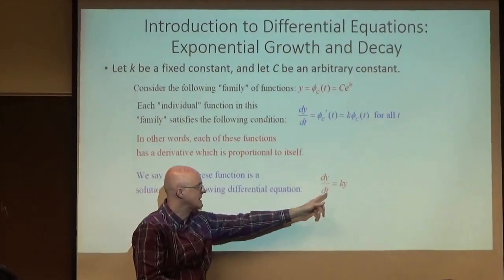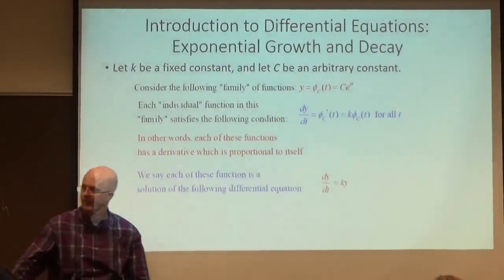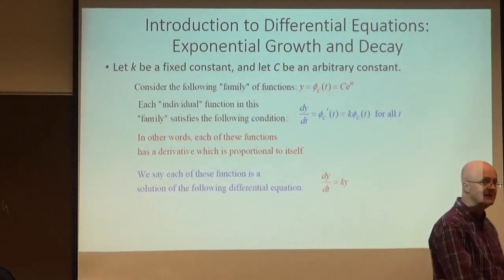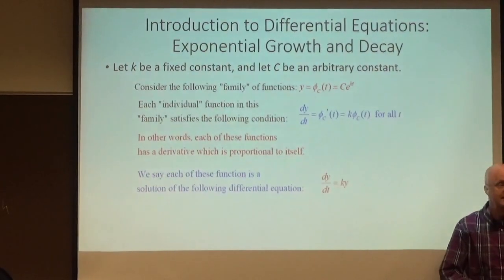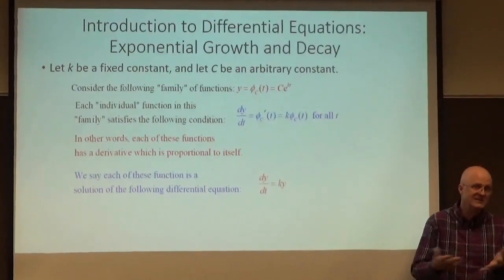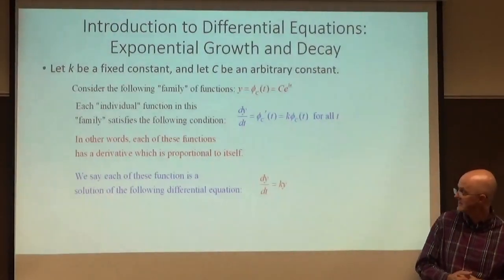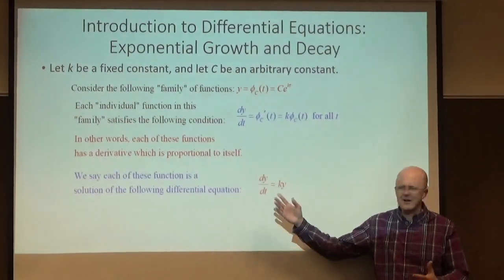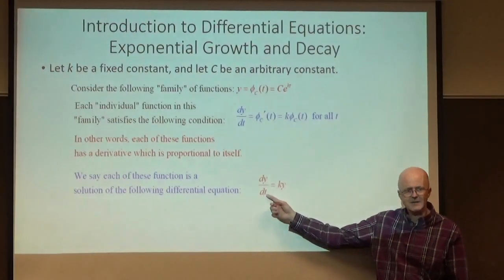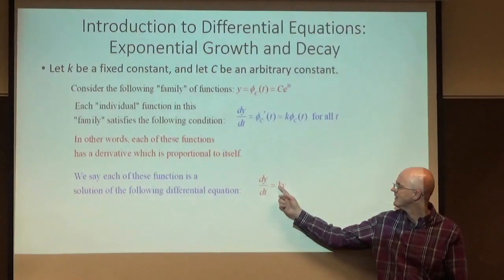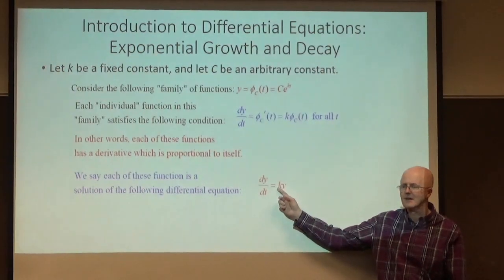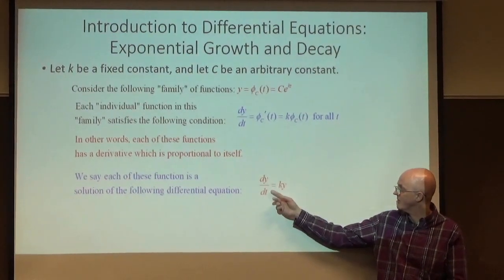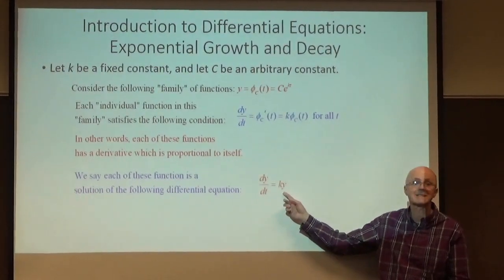dy/dt equals k times y. This is an example of a differential equation. It's called a differential equation because it involves a derivative. Differential is sort of synonymous with derivative, of a function. y is a function of t. k is a constant, a fixed constant. What are the solutions of these? The solutions of this equation are functions whose derivatives are k times themselves.